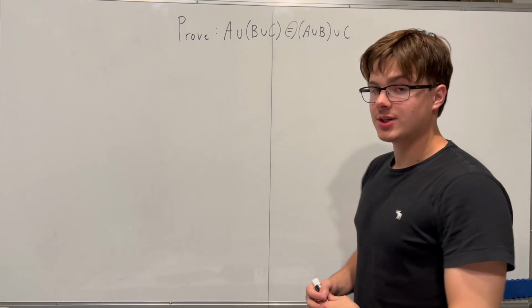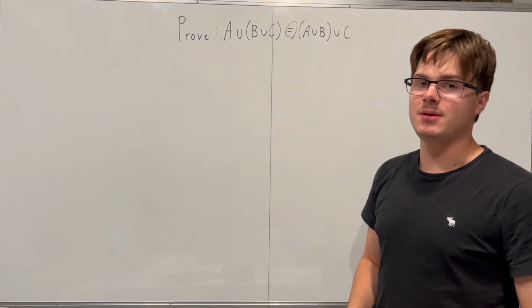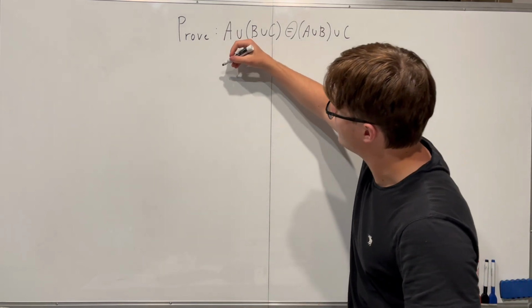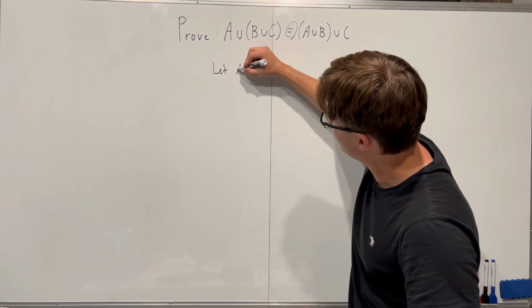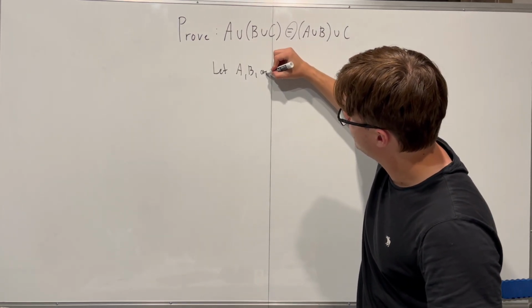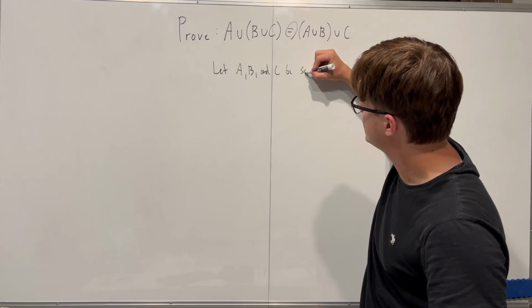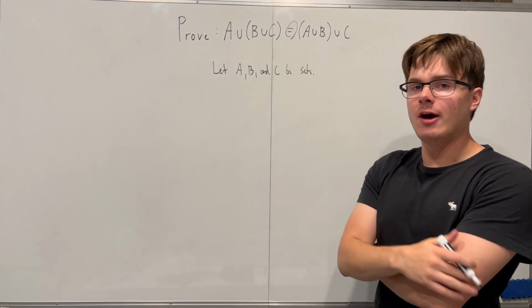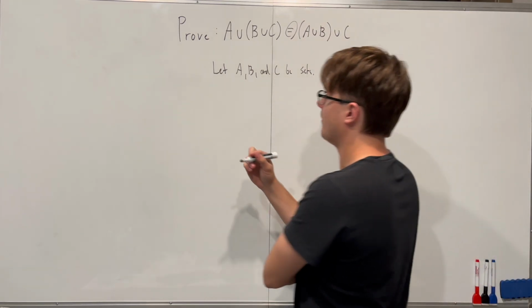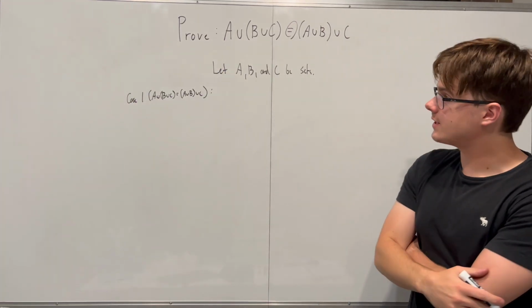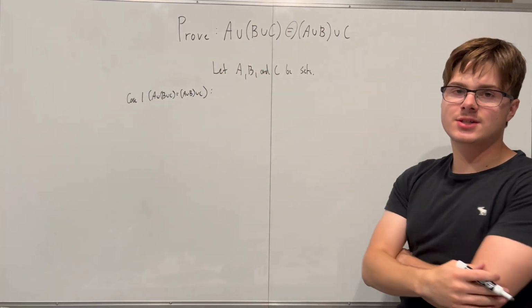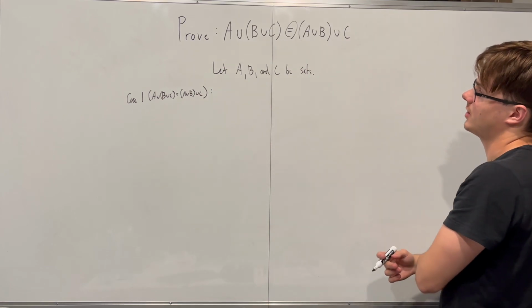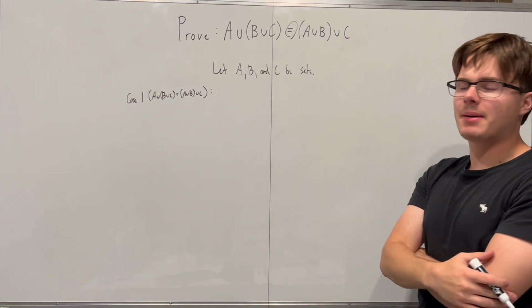This is a for all statement because we're looking at any sets A, B, and C. So what do we start with? We start with a let. We say let A, B, and C be sets. Fantastic. Now we can get into our first case. So our first case is going to be to show that the left-hand side is a subset of the right-hand side. Fantastic. So let's map out our proof.